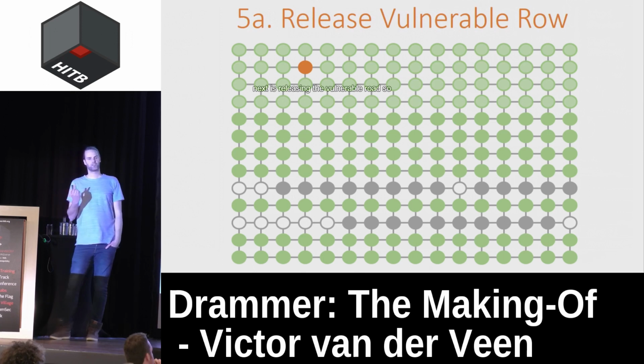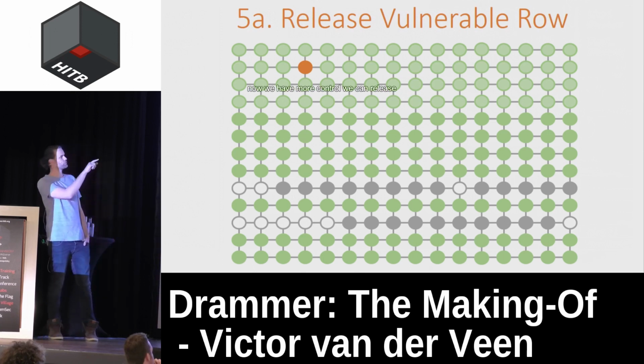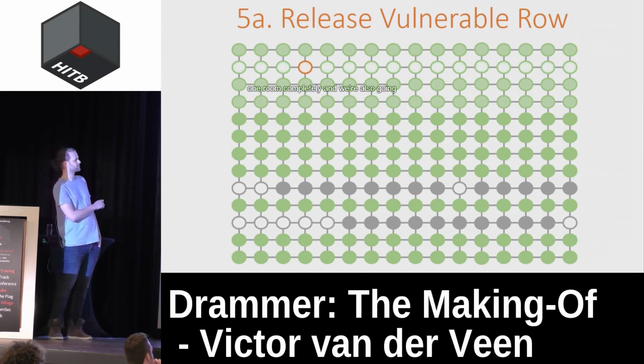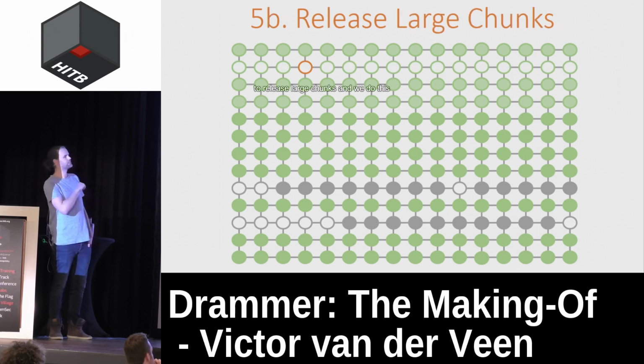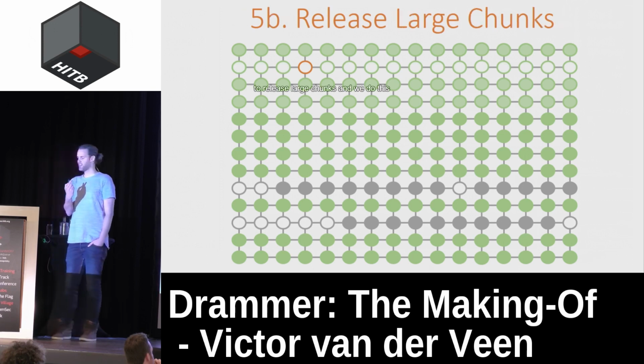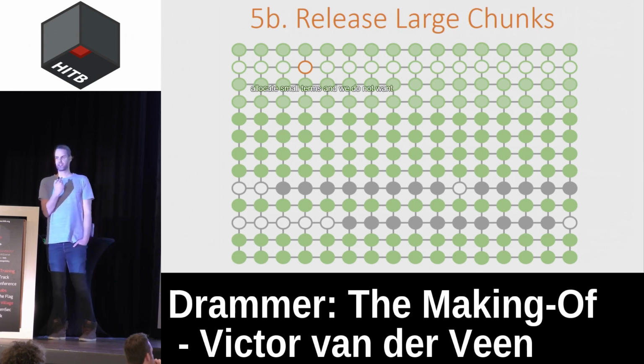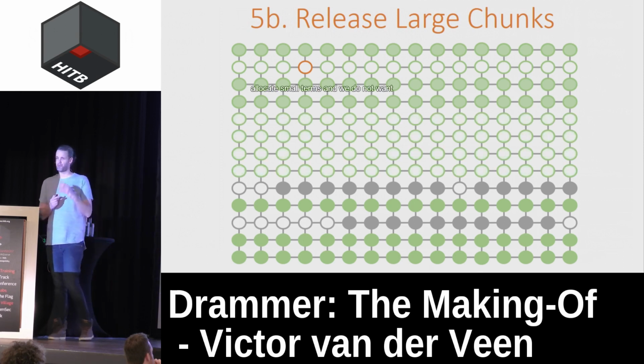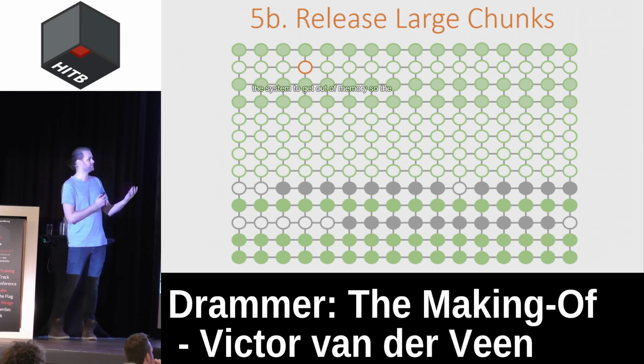Next is releasing the vulnerable row. So now we have more control. We can release 1 row completely, and we're also going to release larger chunks. We do this because in the next step, we are going to allocate small chunks, and we do not want the system to get out of memory.